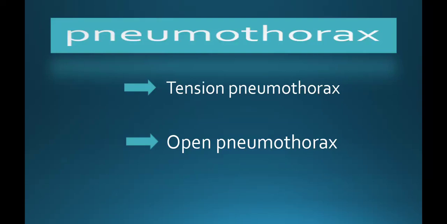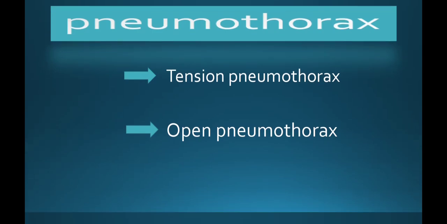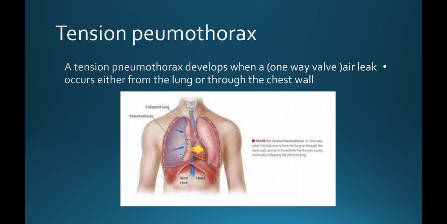Pneumothorax. In this presentation, I need to talk about two topics: tension pneumothorax and open pneumothorax. In the beginning, tension pneumothorax. A tension pneumothorax develops when a one-way valve air leak occurs either from the lung or through the chest wall.